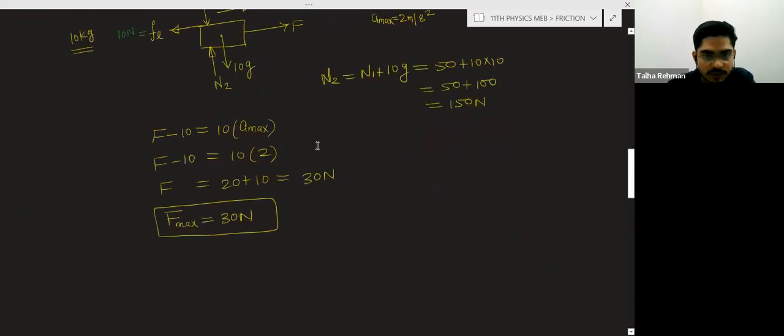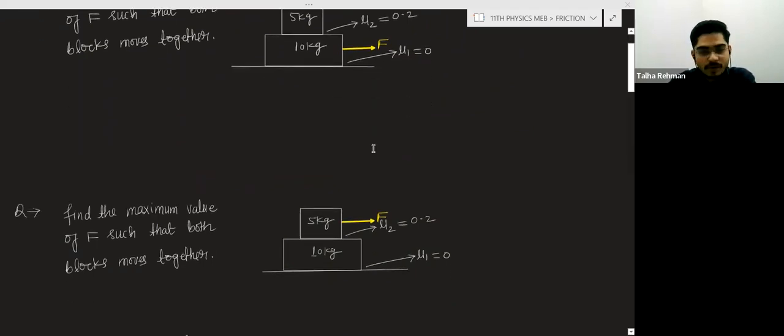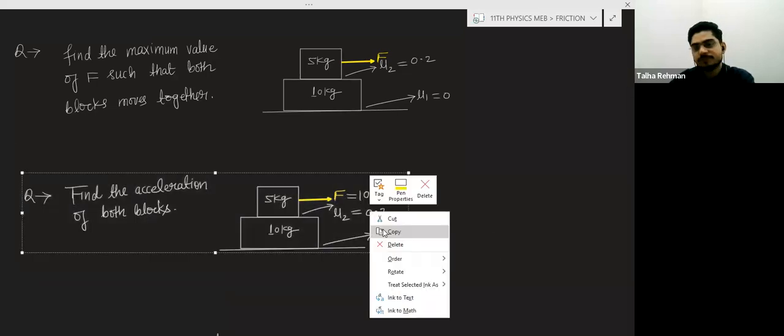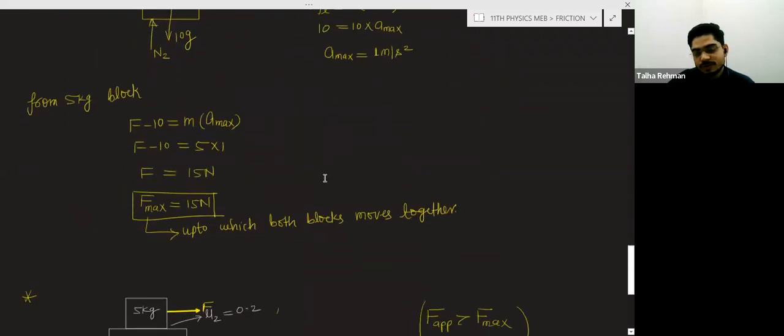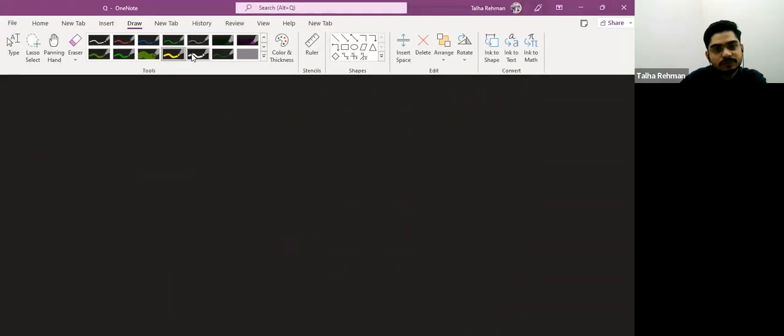So now see this question. This can be the case, I will tell you. Basically, the next question is like that also. So you can understand what will happen when no blocks will move, with zero acceleration.